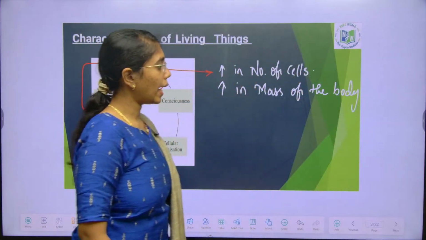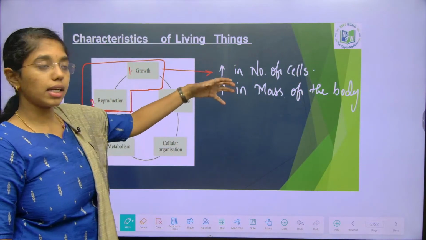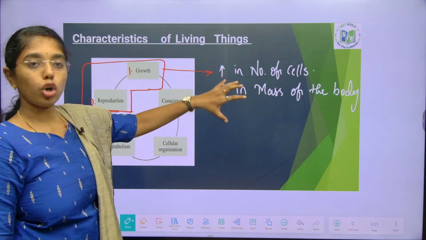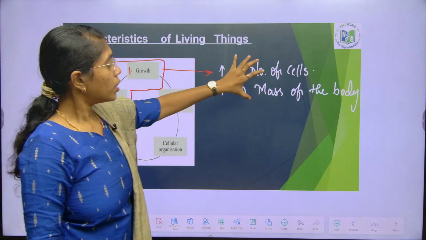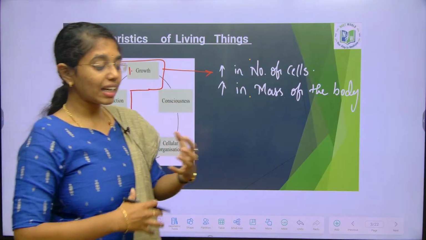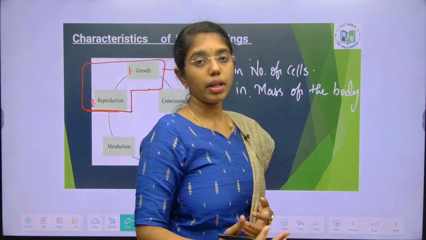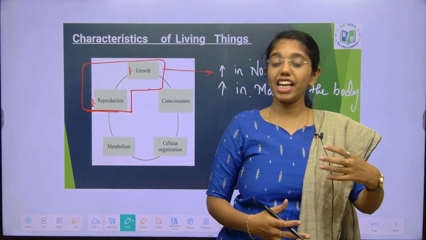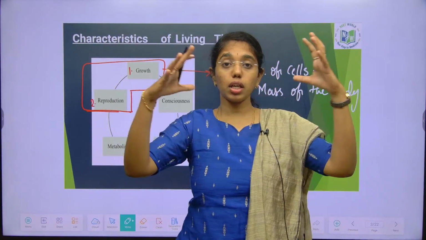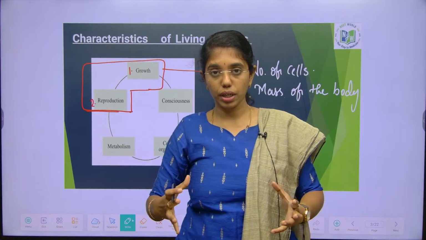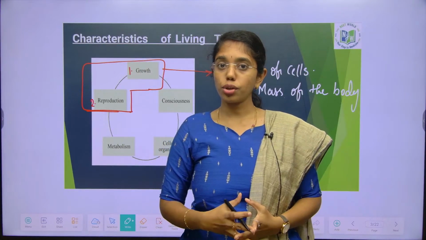Growth only. Either an increase in cell number or an increase in the mass of the body is known as growth. Got it? This type of growth, that increase in mass, is observed in external features also, like glaciers and mountains. They increase in their mass and size every year. So, that is also considered as growth, right?